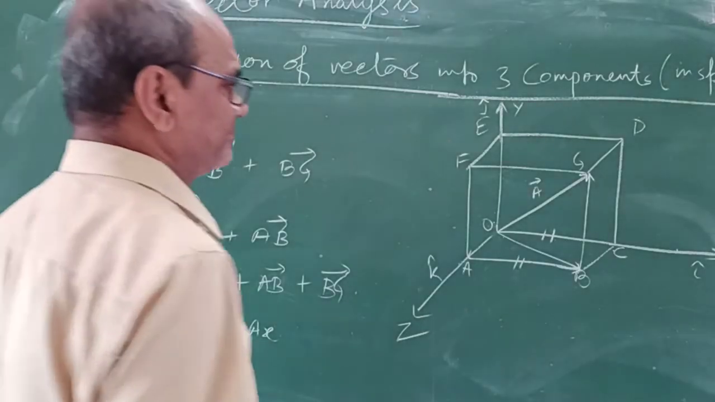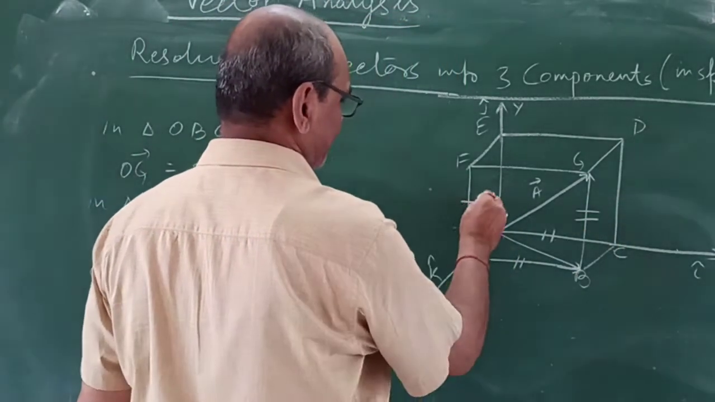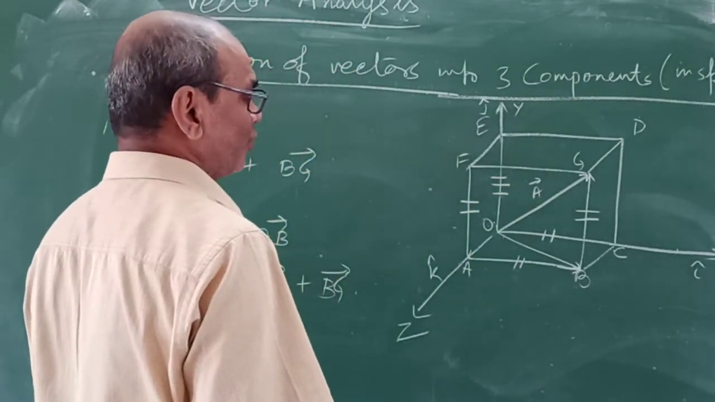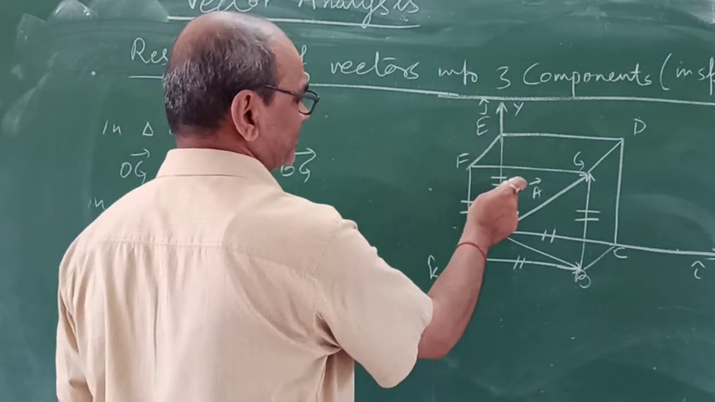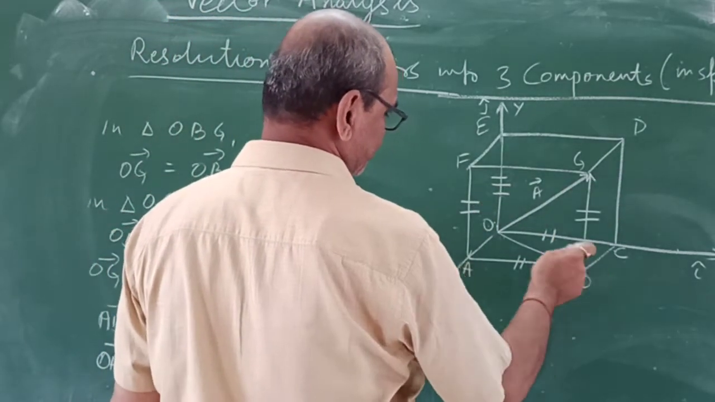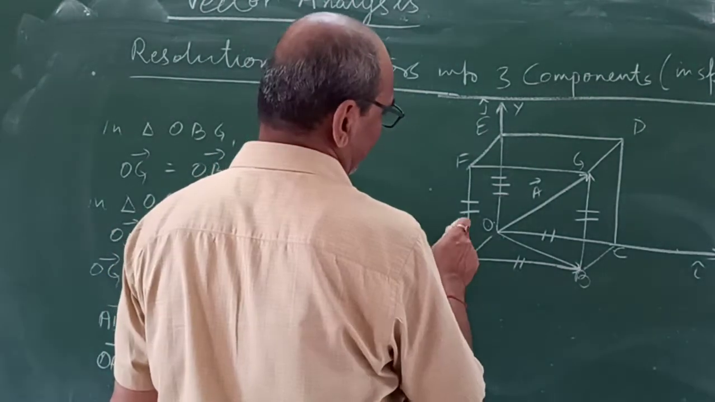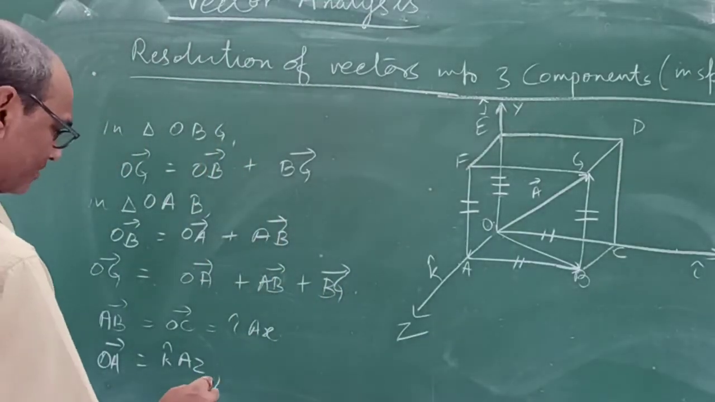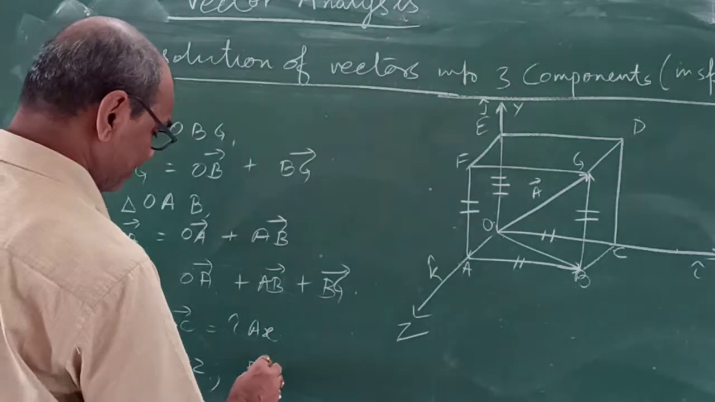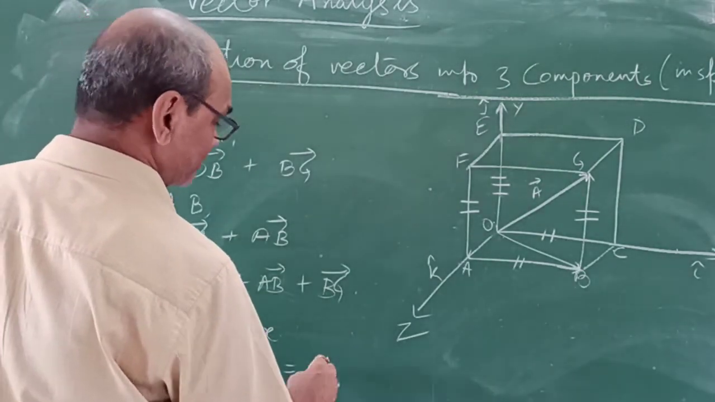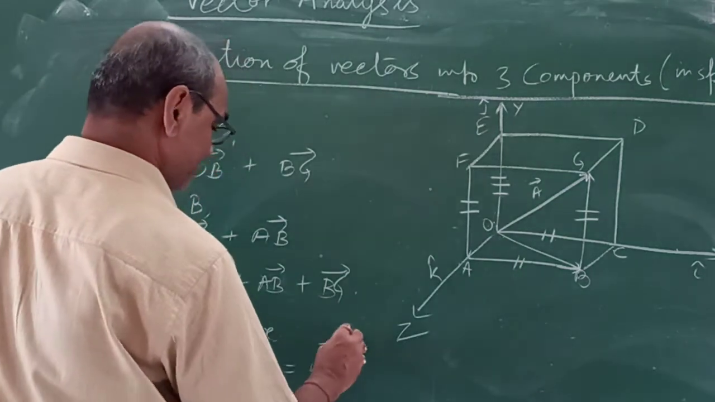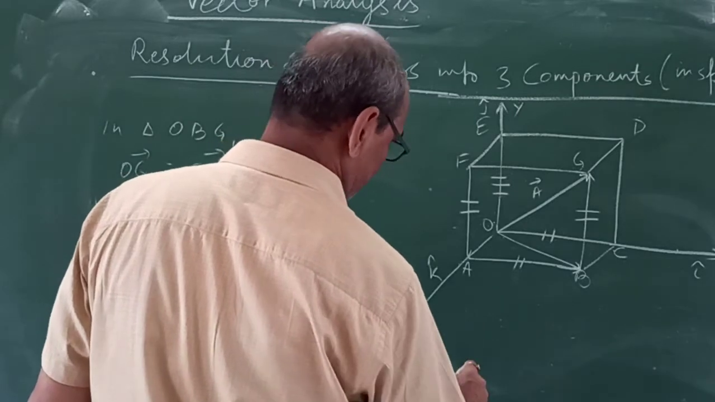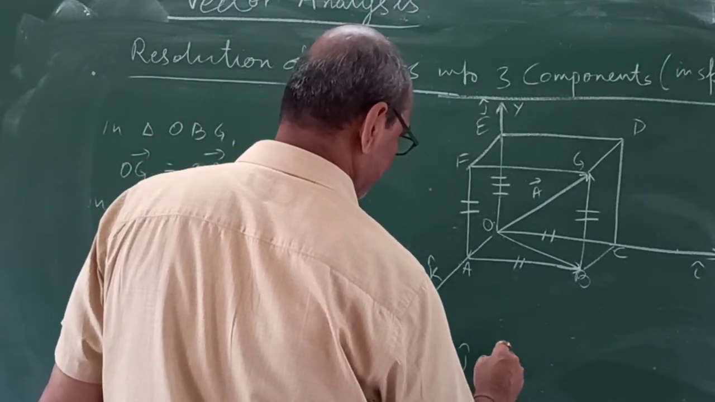Now BG, you see this one, BG line is parallel and equal to AF line, which is parallel and equal to OE line. In a rectangle, opposite sides are parallel and equal. Therefore, BG is equal to AF is equal to OE is equal to j cap Ay.